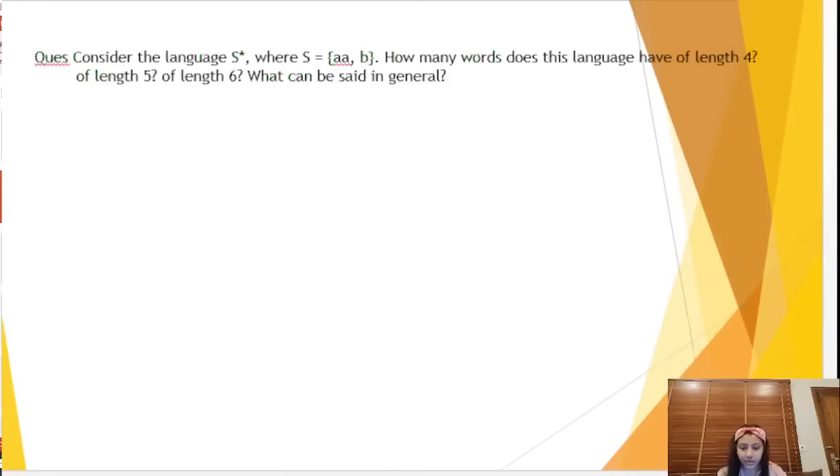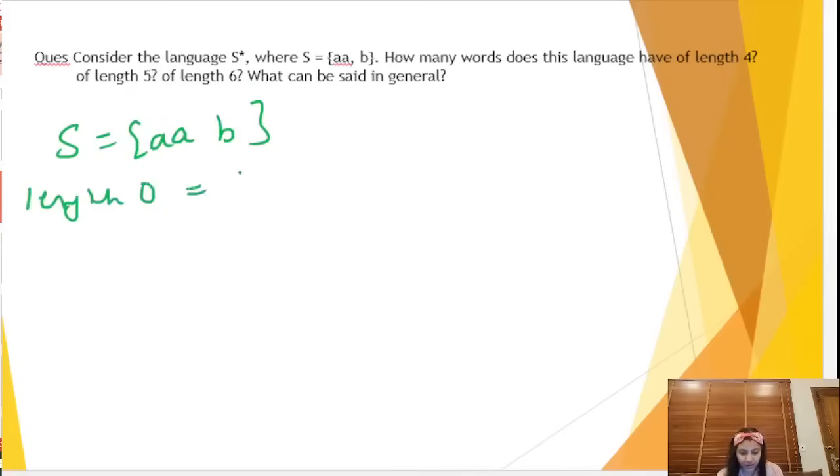So the first question says, consider the language S star where S consists of AA and B. Now how many words does this language have of length 4, of length 5, of length 6, and what can be said in general? So for that we have to find that first. So let's first consider length 0 words. So length 0 words are lambda, empty string.